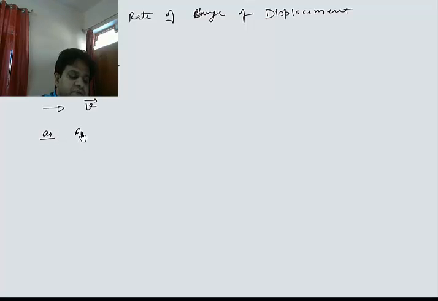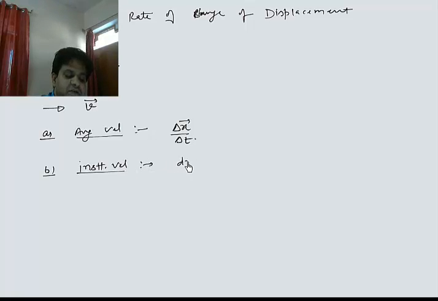It's also of two types: average velocity. Average velocity is simply total displacement covered divided by total time taken. Next is instantaneous velocity, which is dx vector by dt. So this is instantaneous velocity and this is the average velocity.